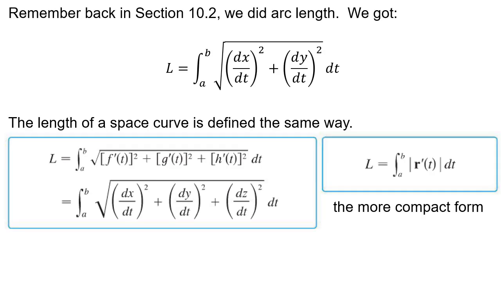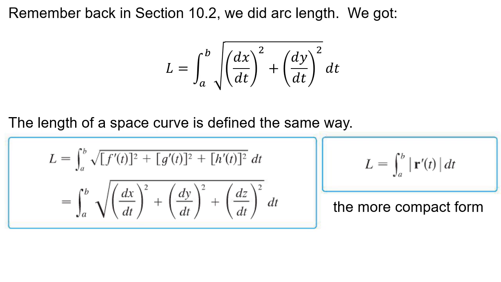If you remember back in section 10.2, we did the arc length formula as this formula up at the top, where we did the square root of each derivative squared added together, and then you integrate that. Well, the length of a space curve is defined the exact same way. Since we're going to do 3-space, though, we'll have to have a derivative for the x, the y, and the z, all underneath the radical, and then integrate that.